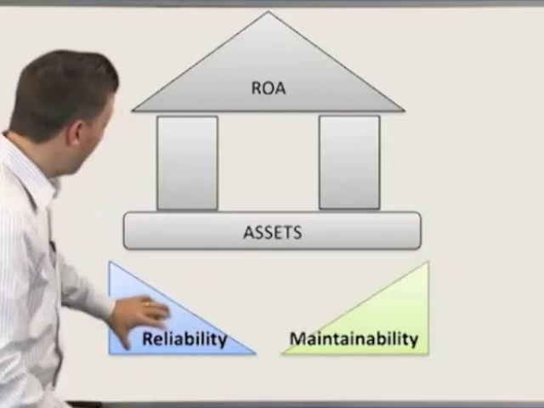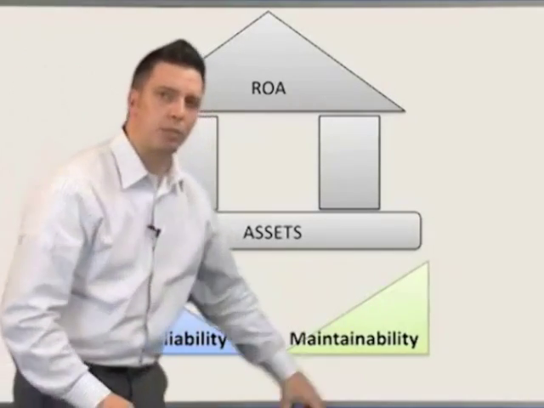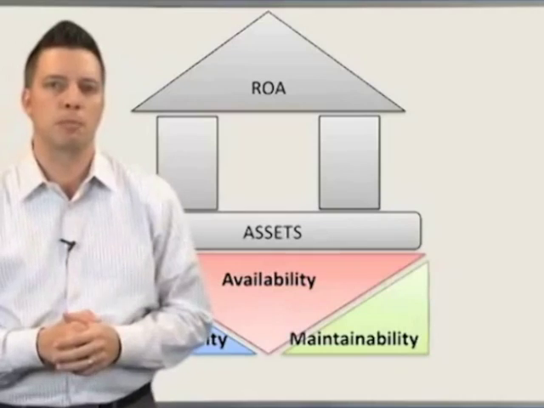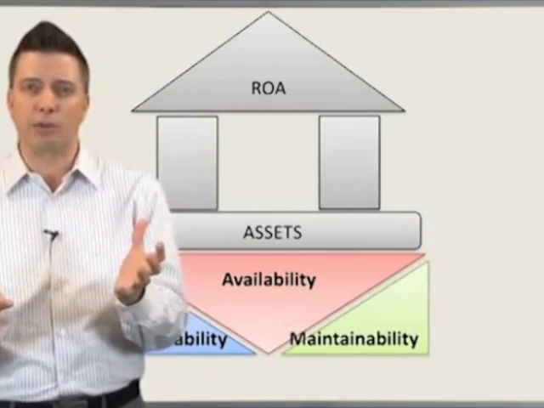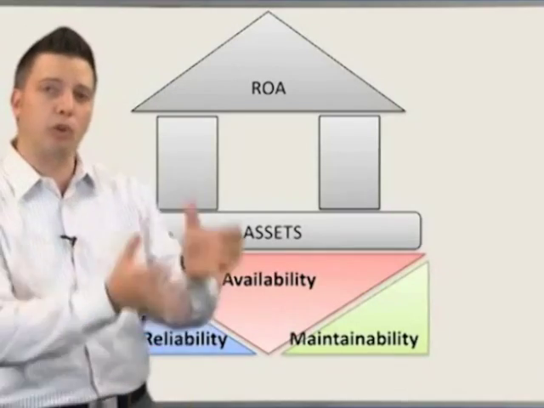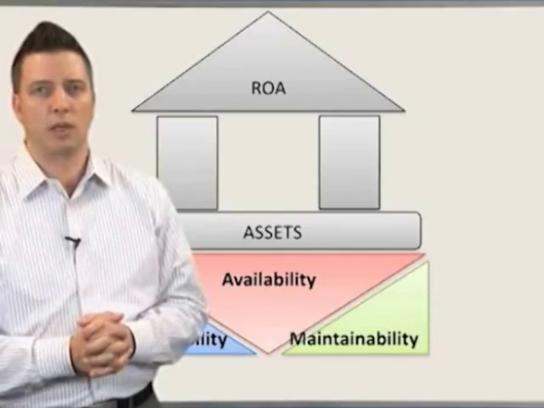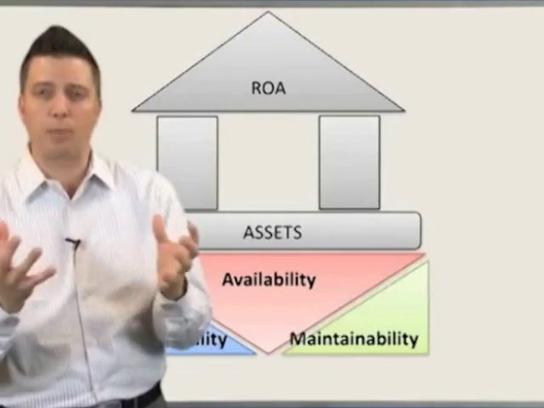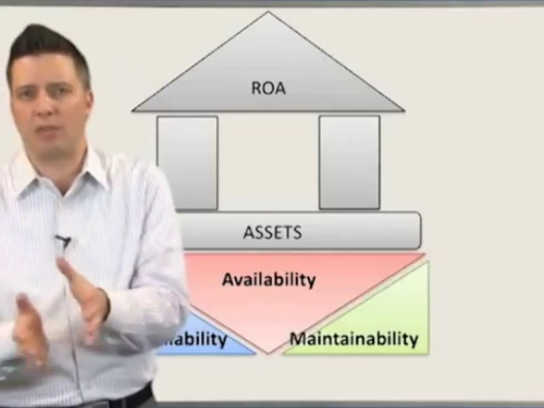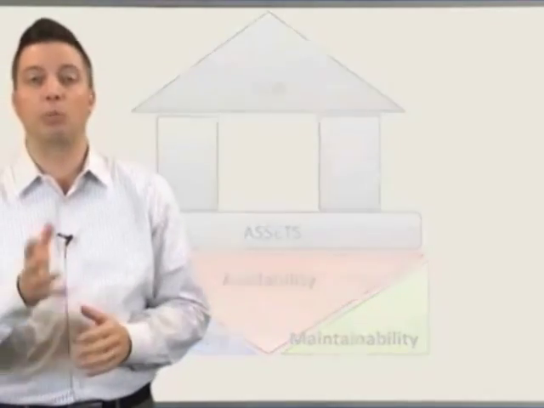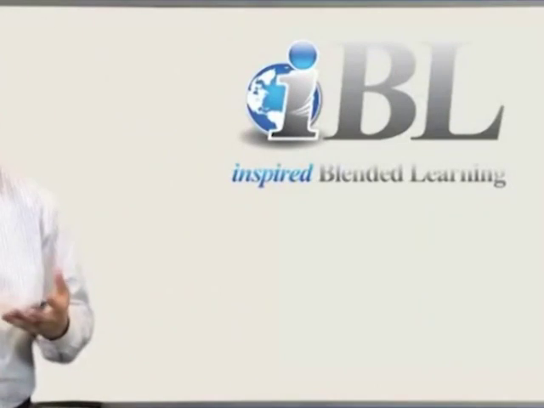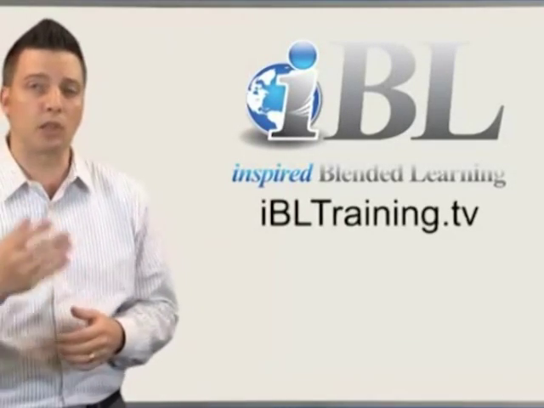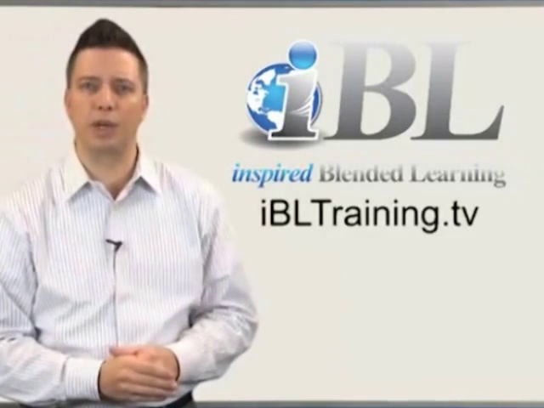If we improve reliability and maintainability, then what we in fact increase is availability, which is the third piece of our foundation. The more the assets are available for full production, for good production, the more volume you get through the process. The more maintainable they are, the quicker we are at restoring to full capacity or full operational specification, the less waste and the less cost we should have. I hope I've illustrated how maintenance, reliability, and operational improvement all fit together in that operational excellence context. If you'd like to learn more, please go back to ibltraining.com.